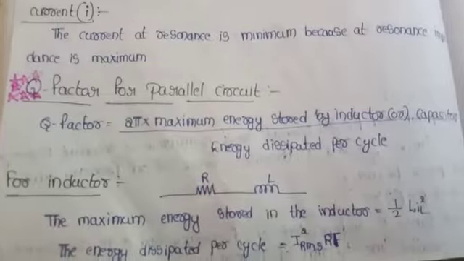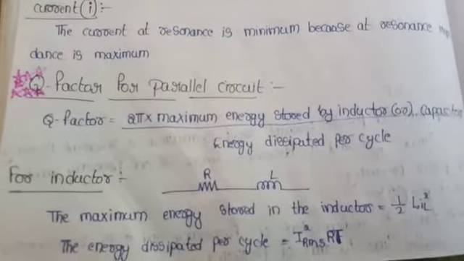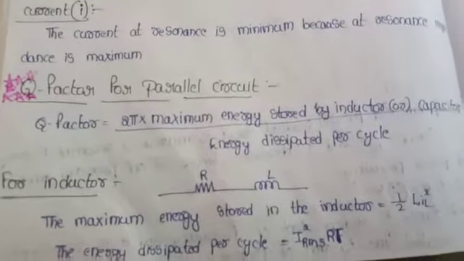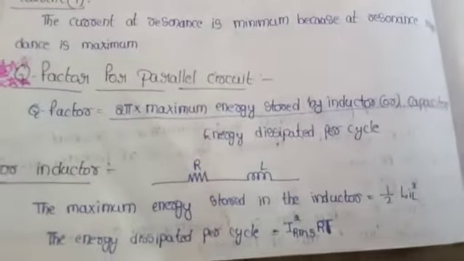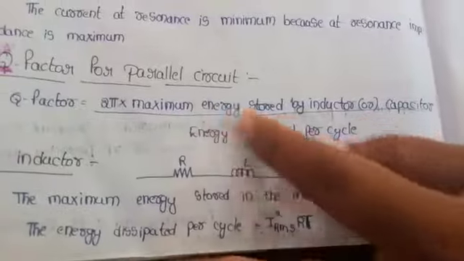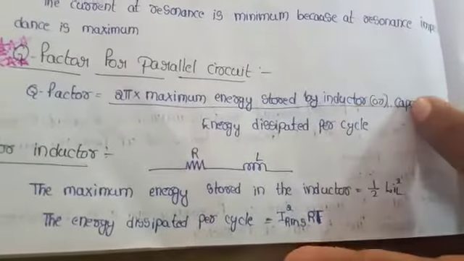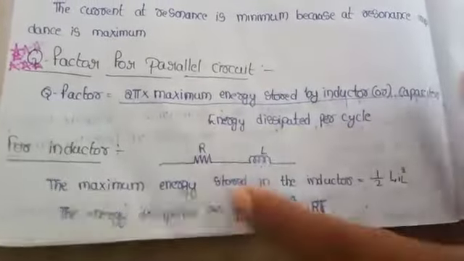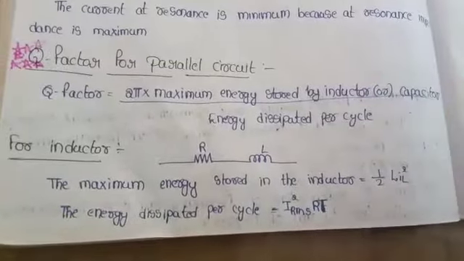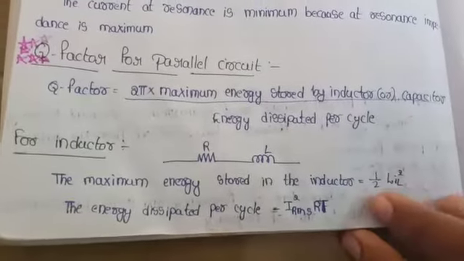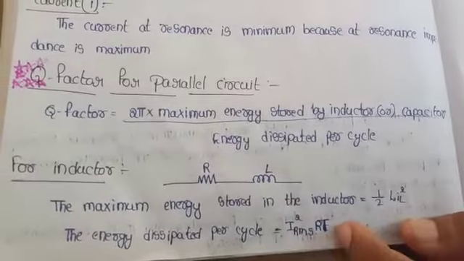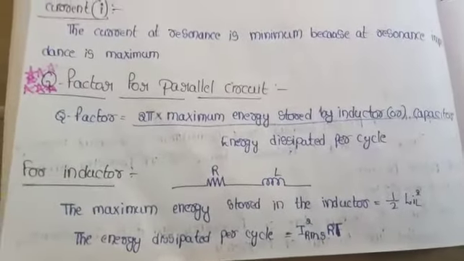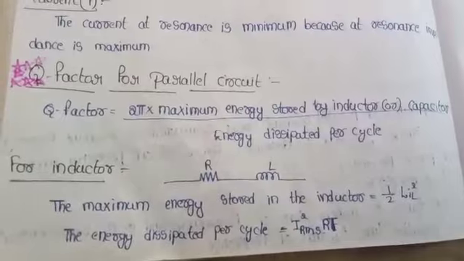Quality factor is nothing but the energy storage in the inductor or capacitor: how much energy is stored, and that stored energy must be dissipated in the resistor. That's why it is the maximum energy stored in the inductor or capacitor divided by the energy dissipated. Now for the inductor, as usual, the energy stored in the inductor is half L I square, but the energy dissipated is I_R square R T, same as in the series resonant circuit.